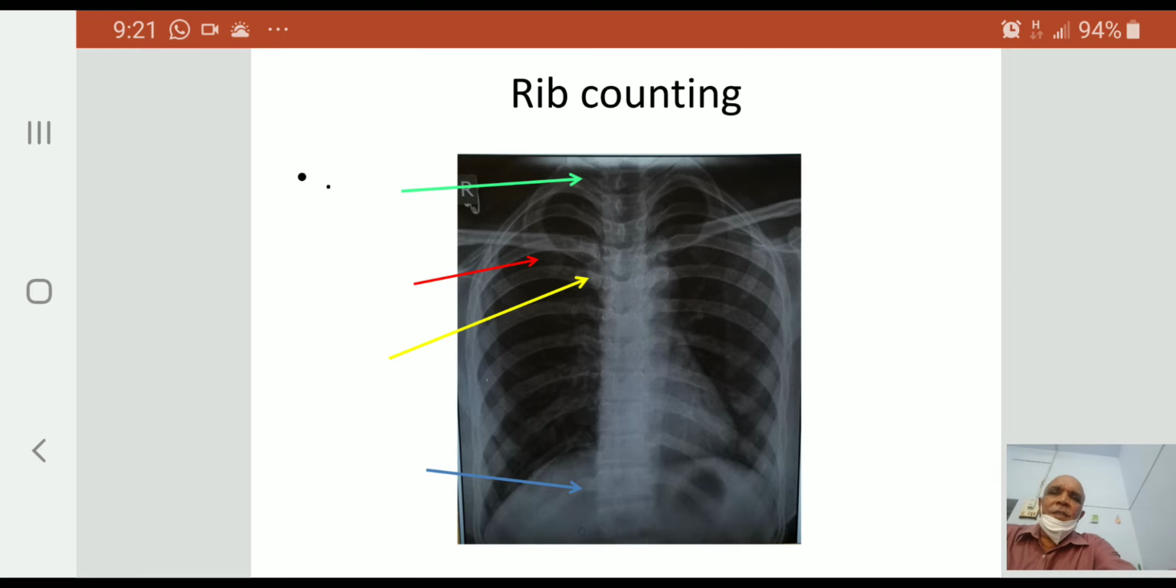So it is more important to count the ribs from the posterior end. It is very easy. The posterior end is more horizontal and more distinct, more visualized on the chest X-ray, and easy to count. Next.